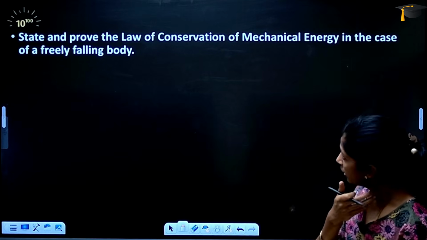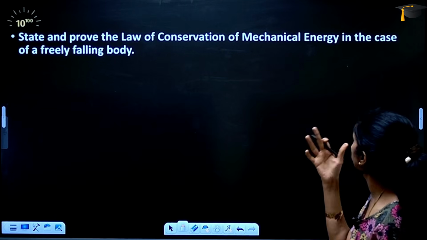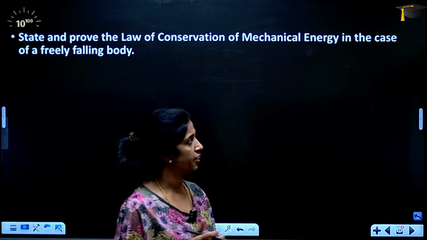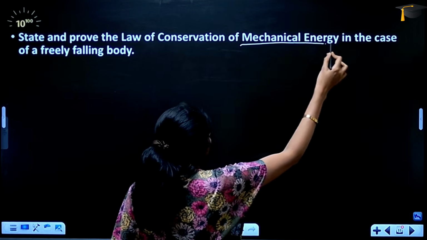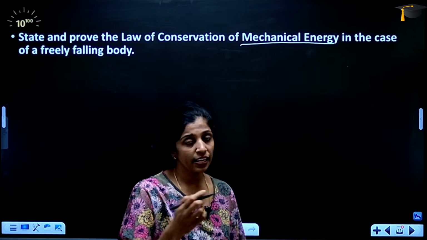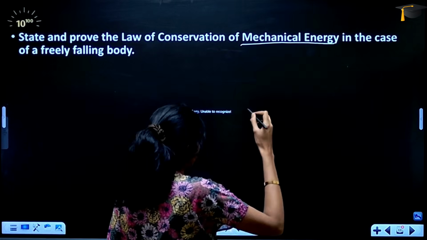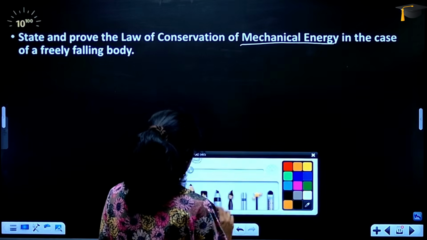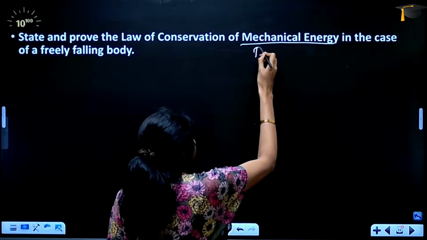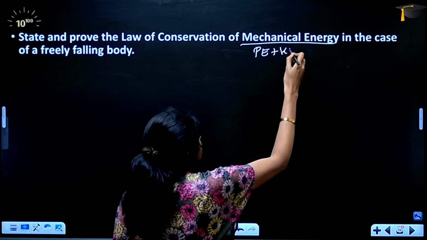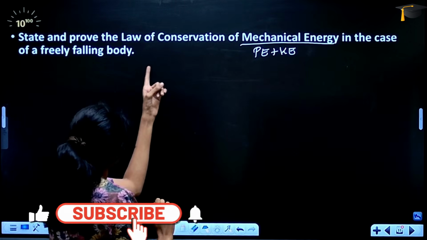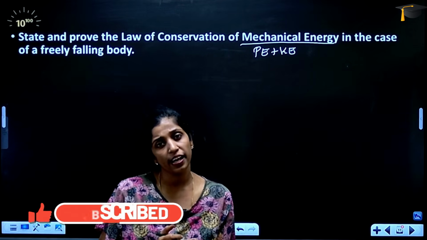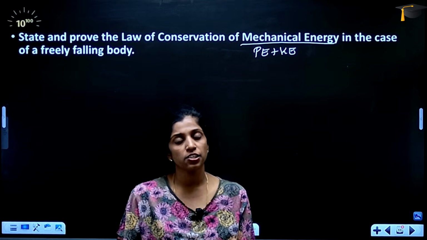State and prove. Again, here they're asking you to prove the law of conservation of mechanical energy in case of a freely falling body. It is one of the simplest derivations. Firstly, we should note what mechanical energy is, students. Mechanical energy is the sum of potential energy and kinetic energy, right? The law of conservation of mechanical energy means the mechanical energy can neither be created nor destroyed, or the total energy remains constant.